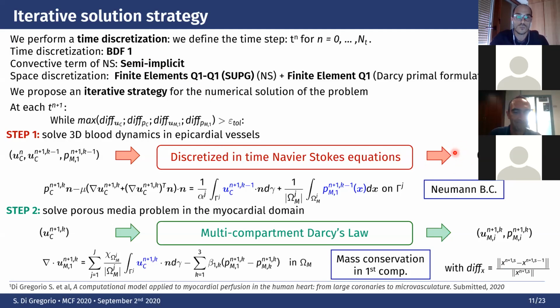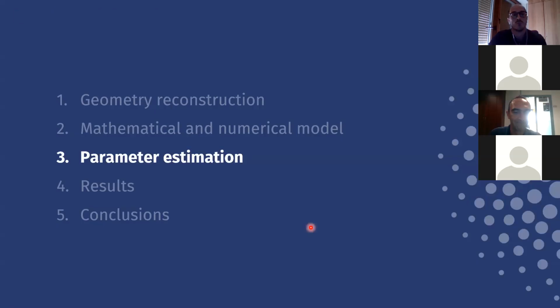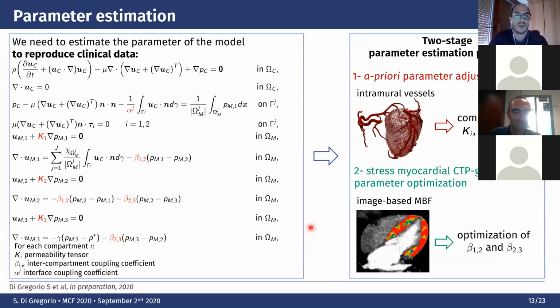Then we use this solution as input for the multi-compartment model, and we solve a porous media problem inside the myocardial domain. We obtain the solution of this model, and we iterate these two steps until a convergence criterion is reached. Next, we step to the parameter estimation. This phase is very crucial for the computational model, since we want to reproduce clinical data. We want to reproduce myocardial blood flow.